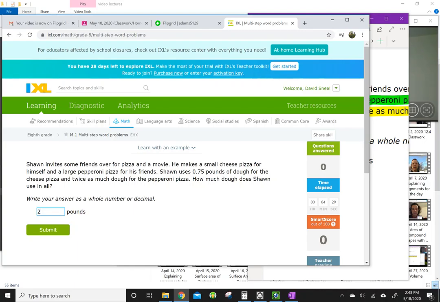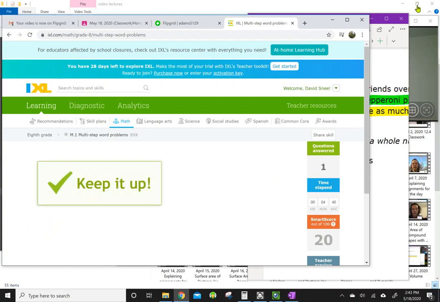Write your answer as a whole number or decimal. Okay, 2.25. We've got to read the question. We've got to read it all. I almost forgot to read that last sentence there telling me what I need to do.